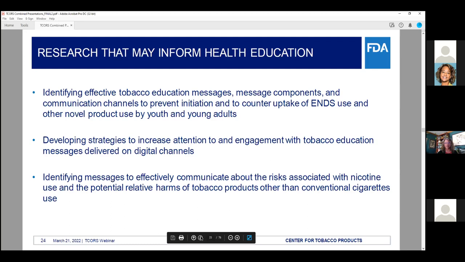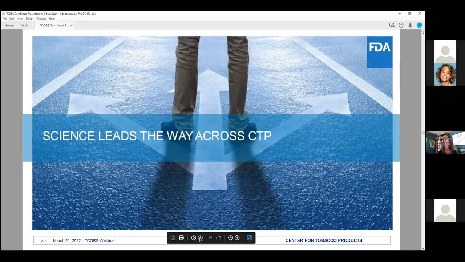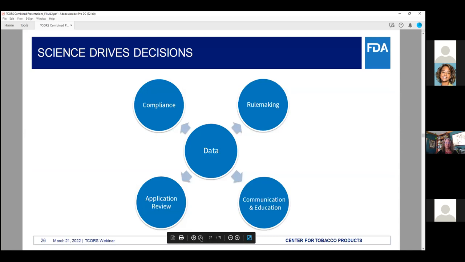Next slide, please. So hopefully, as we've walked through these slides, you have a sense that science is underlying all of the decisions and actions here at the Center for Tobacco Products. Next slide. It touches all of our regulatory activities as depicted here on this slide, but really in all of our decision-making, we are using all of the available evidence and available scientific data, the evidence base, to inform our regulatory actions and activities.